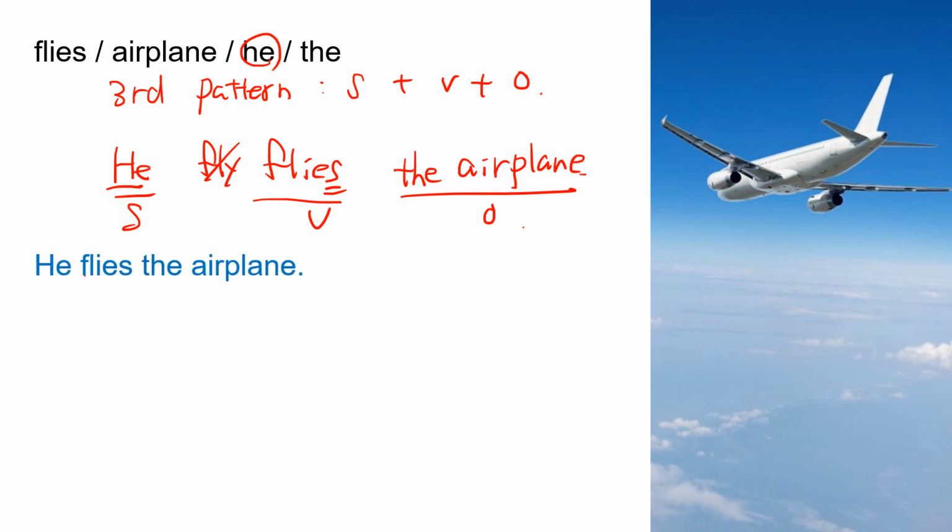So here, read this together. Fly. Flies. Flies the. So in order to read this, say: he flies the. He flies the airplane. He flies the airplane. One more time. He flies the airplane.